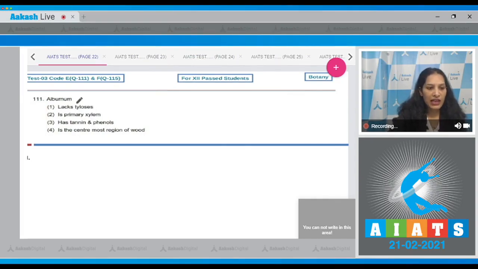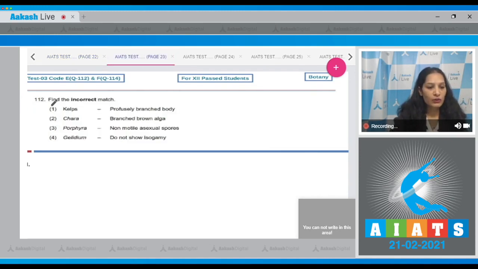Question number 111. Alburnum, it is the sapwood. It lacks tyloses? Yes. It is primary xylem? No. Has tannin and resins? No. Is it the central region? No, it is the peripheral region. So the correct option for the given question is option number 1. Let's move to the next question.